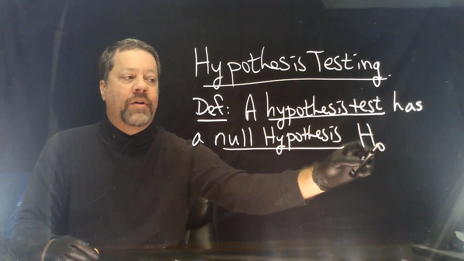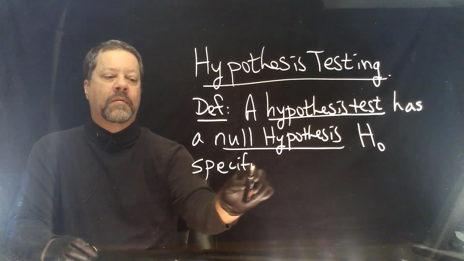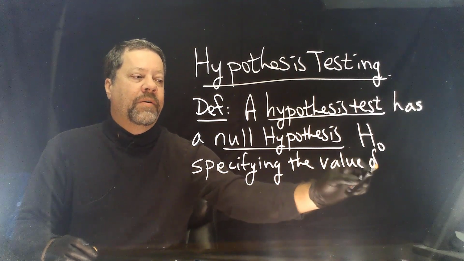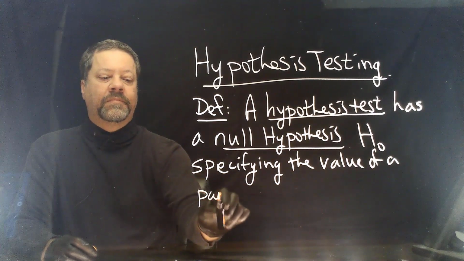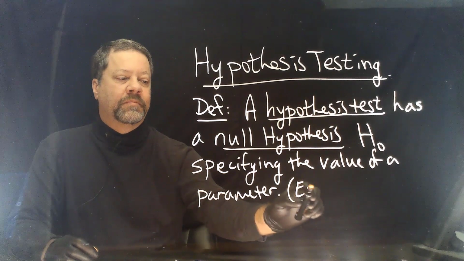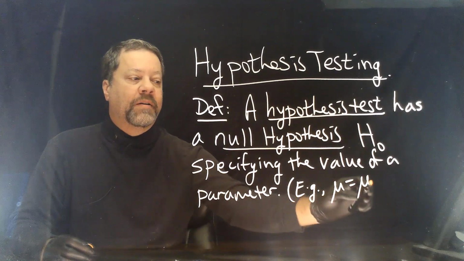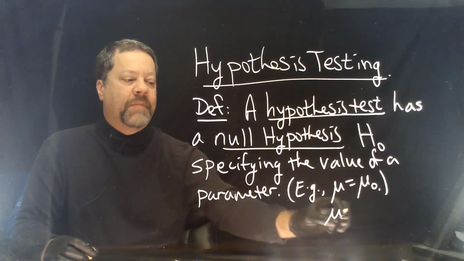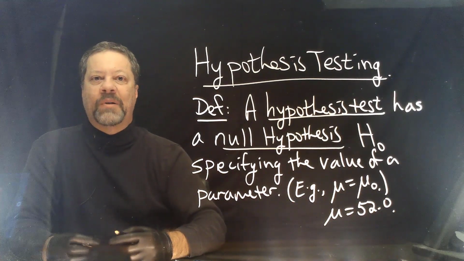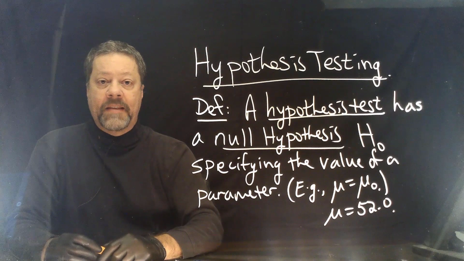denoted by H0, and it specifies the value of a parameter. So, for example, you may have mu equals some number. We'll call it mu0. A typical thing might be mu equals 52.0. Might be an example. Mu0 is just some number that you're going to use to specify the value of, say, in this case, the parameter of the mean.